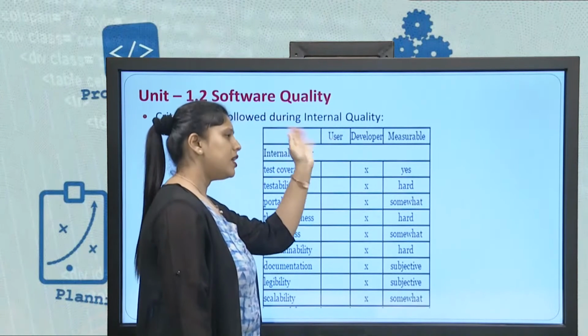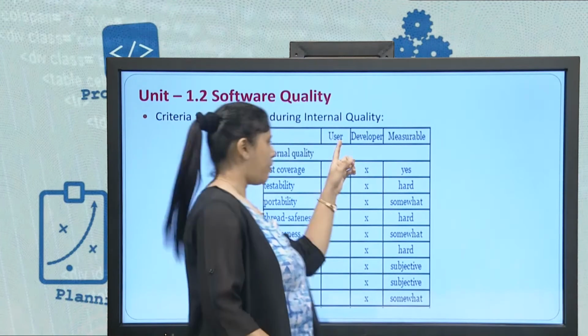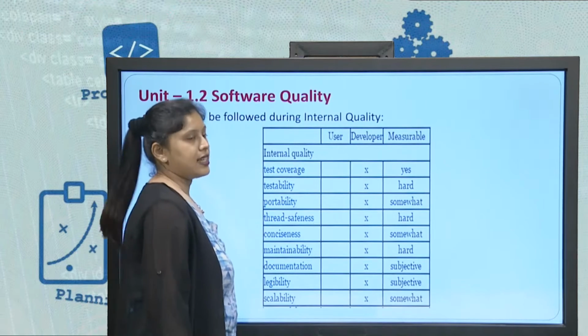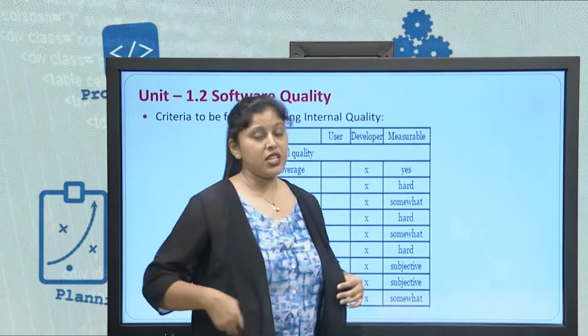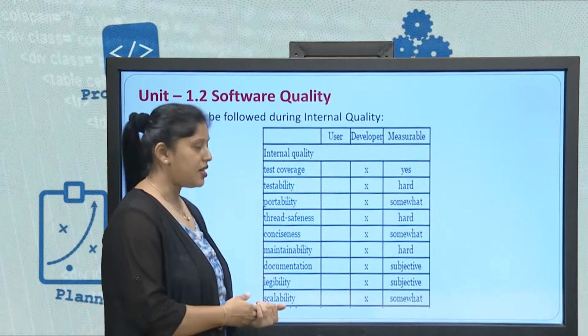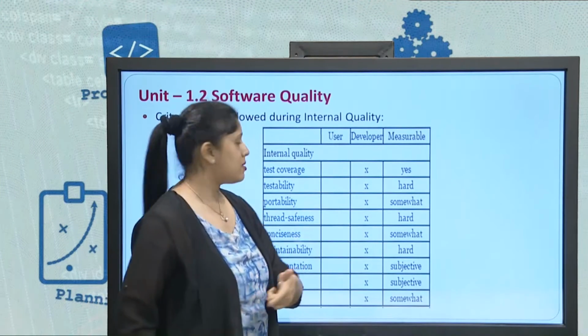So internal quality is generally checked and coded by our developers. Here I have put a check only in the developer. Let us see, first is test coverage. I said testability is one of the most important prime factors of my software to ensure software quality. So test coverage, my developer does it, measurable, of course yes.